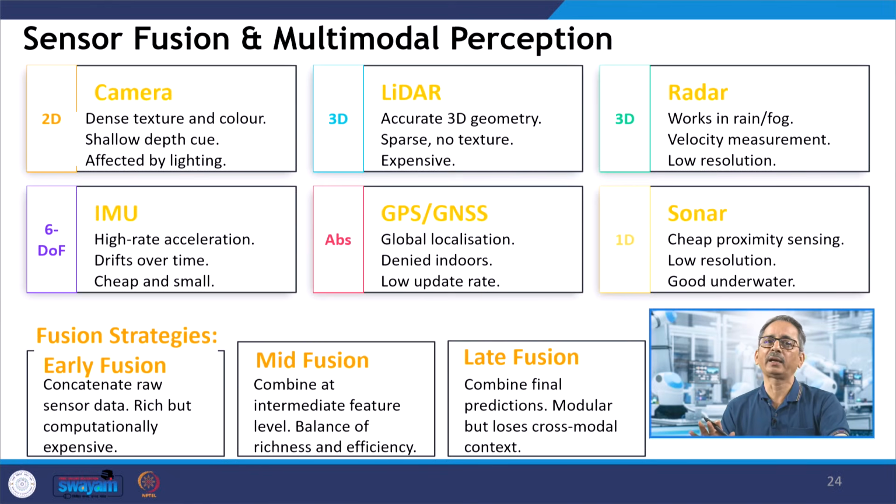Next, let us look at the multimodal perception. Multimodal perception we can have when we do the sensor fusion. Okay. Sensor fusion means we have the data from the multiple sensors, say camera, LiDAR, radar, IMU, GPS and sonar. We want to fuse these sensor data. Okay. So, the fusion strategies could be early fusion, we could have the mid fusion and we could have the late fusion. Okay. So, this way we can do this sensor fusion.